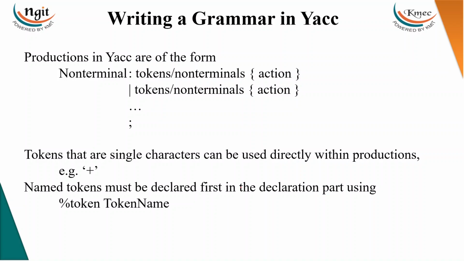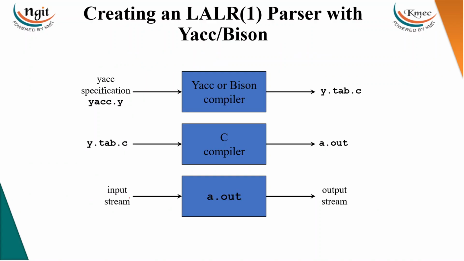Let me go through the productions. You have a non-terminal, the tokens involved, the other non-terminals it calls, and the action we have to take. Here, tokens means any single characters like plus, which is given a token name. So you write percentage token, the token name, and when it is detected, what you are supposed to do, you specify in this.